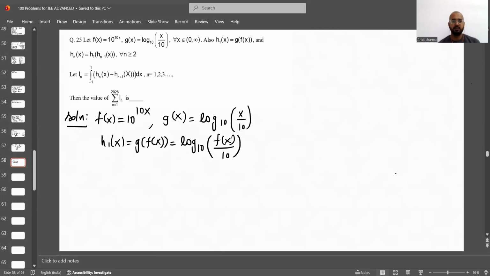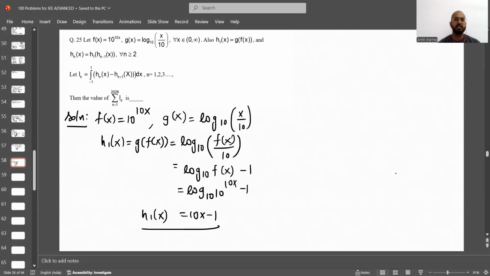So this turns out to be log to the base 10 here, f of x, and then minus 1. And this will be log base 10 here, f of x is given to be 10 to the power 10x. So luckily we are getting here 10x minus 1. So this is my h1 of x.